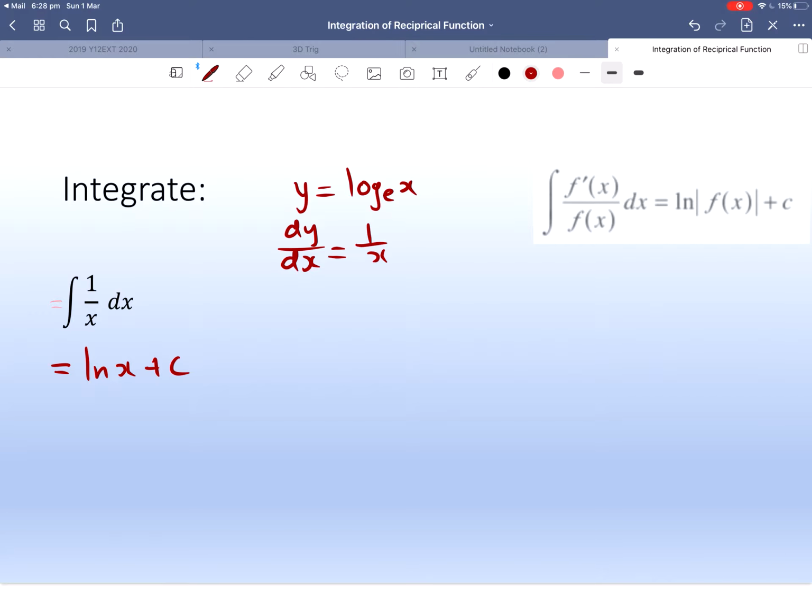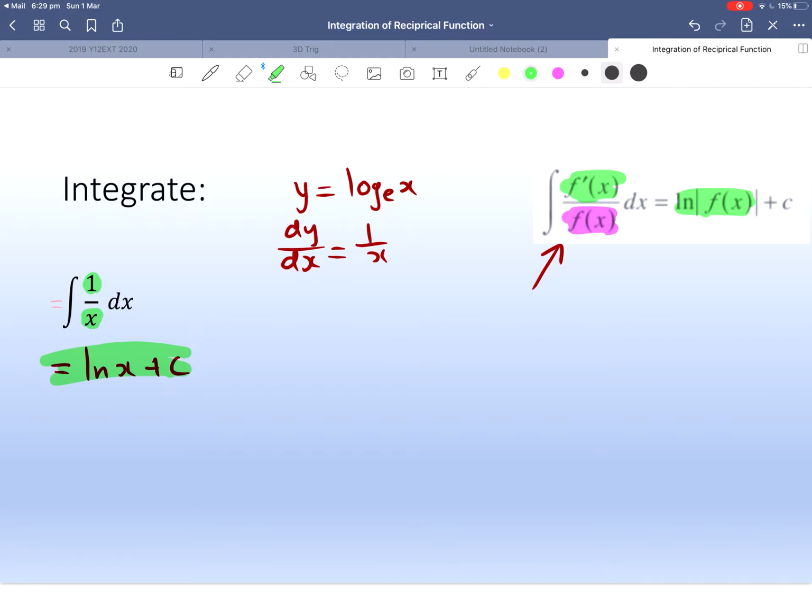But if we look over here, this is from our formula sheet. And what it says is that if we've got a function here at the bottom, and we have its derivative, then it's going to be log of that function. And let's unpack this one a little bit more. What is the derivative of x? Oh, it's just 1. So this formula works, okay?